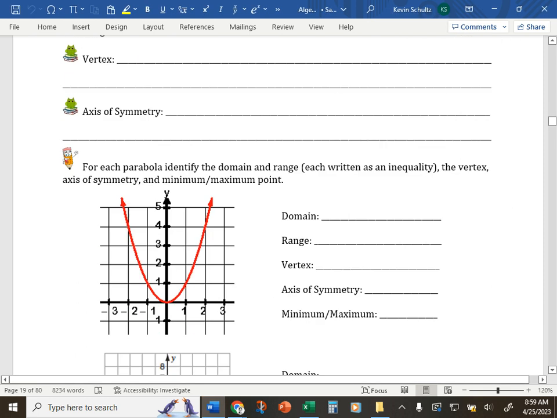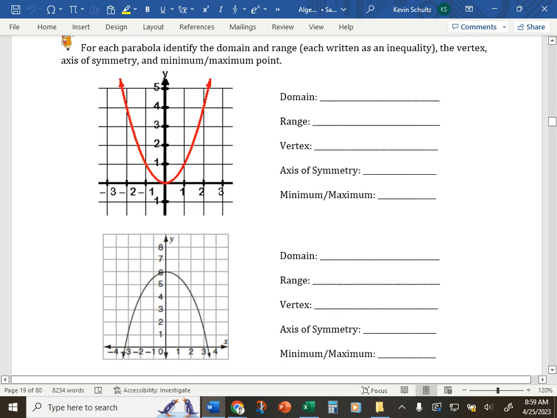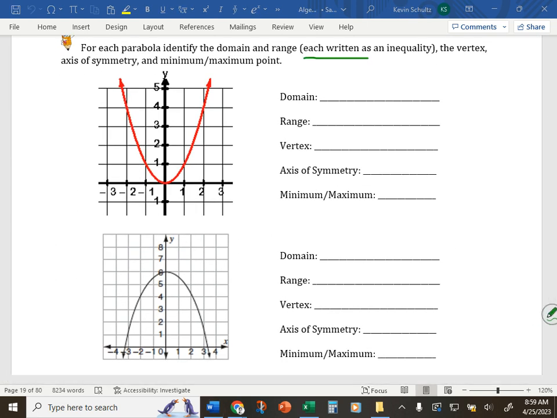Your task in this first example of a parabola is to identify the domain and range, each written as an inequality. Remember, we wrote them as inequalities when we covered them earlier. Then identify the vertex, the axis of symmetry, and the minimum or maximum point, which again is the vertex. Paul asks, is the domain negative 2 to positive 2? Remember, the domain is every x value included in the parabola.